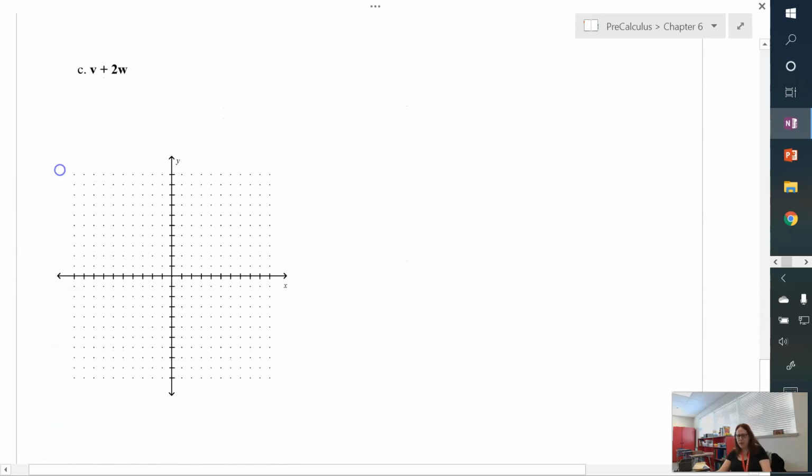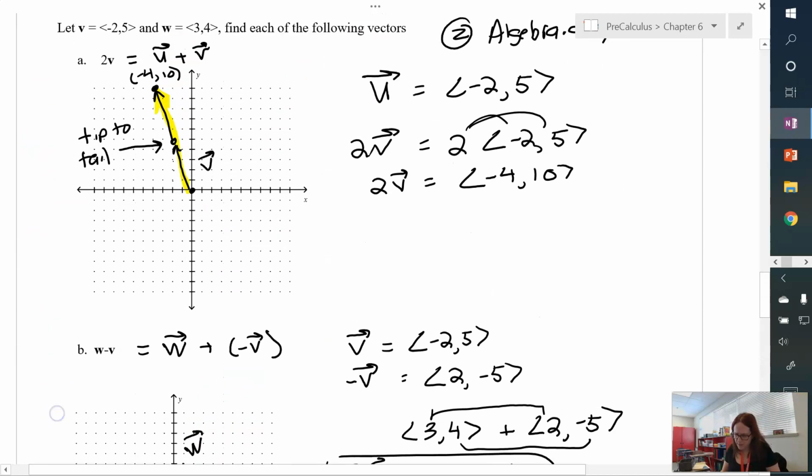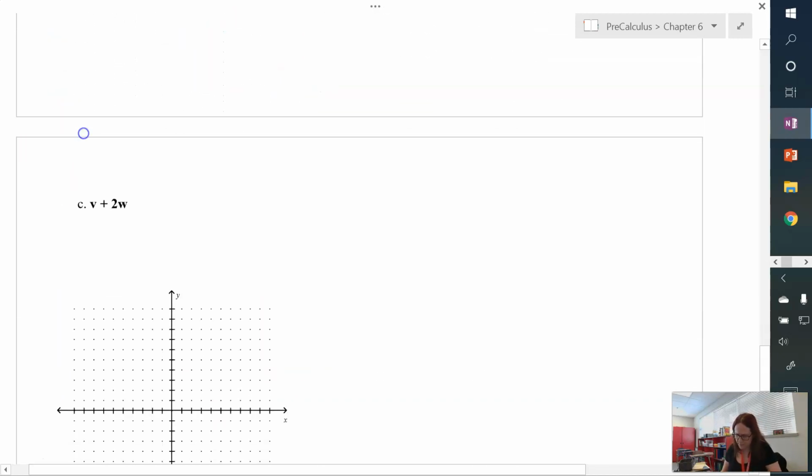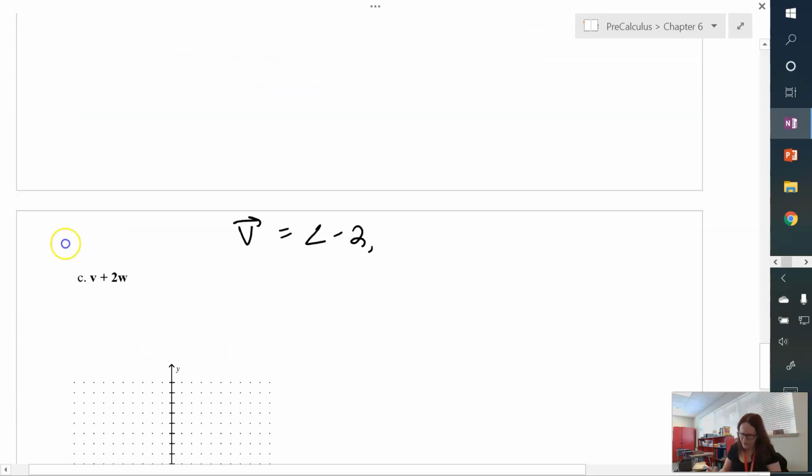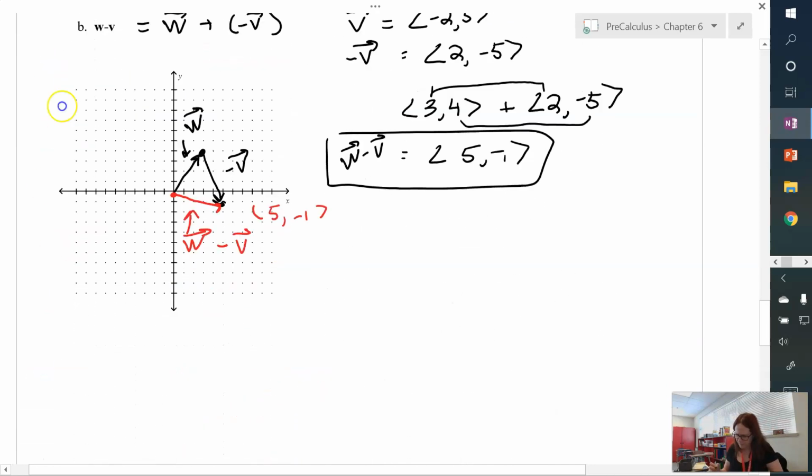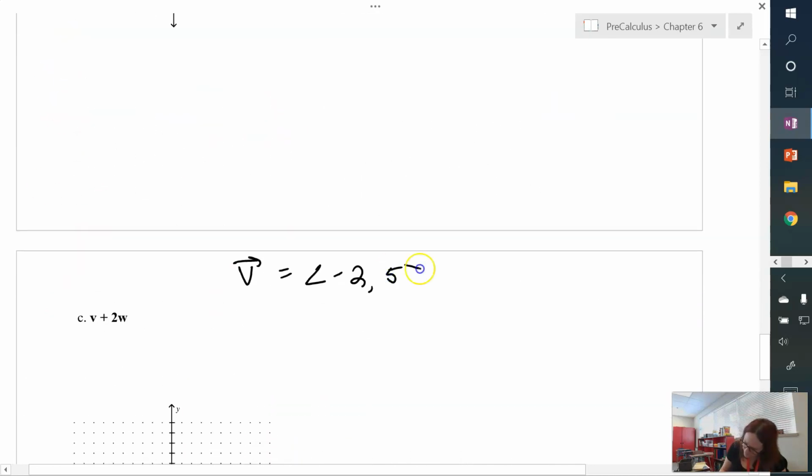Last one we're going to do is we're going to add vector v to 2 times vector w. So just like before, I'm going to plot vector v, and then I got to get that double of vector w and plot that one. And I'm going to go tip to tail. So vector v was, I got to go back and get it, negative 2, 5. I'm just going to write it here so I don't keep forgetting. And then vector w is going to be 3, 4.